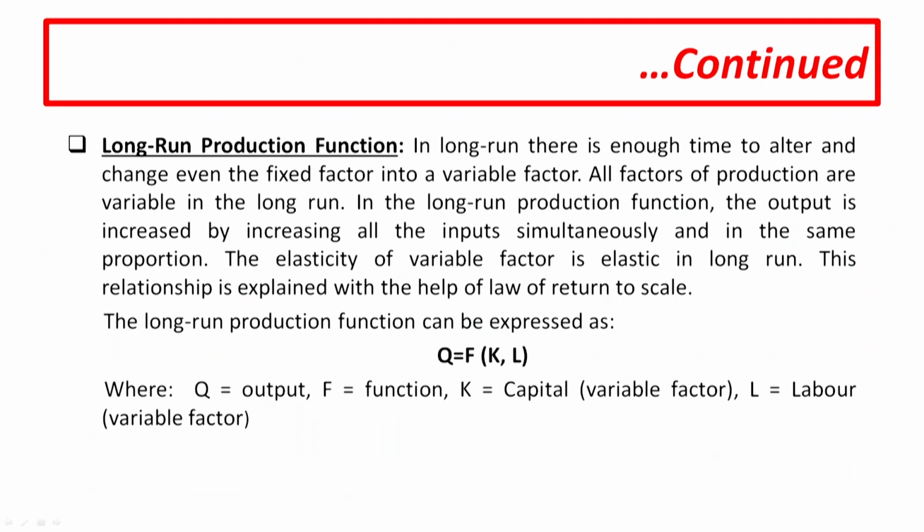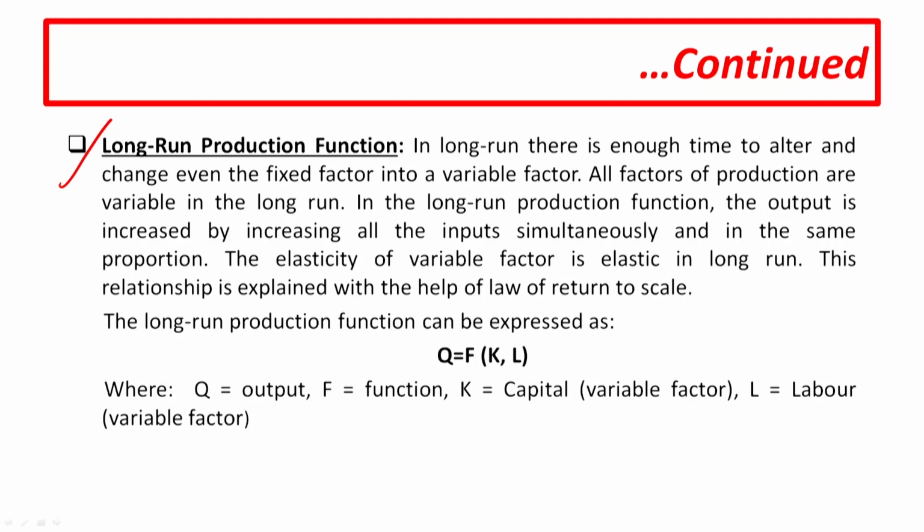Long run production function. In the long run production function, all the factors are converted into variable factors. If you really want to increase the level of output, you can do so by increasing all the variable factors simultaneously. Even the fixed factors are converted into variable factors. The law for the long run production function is returns to scale.